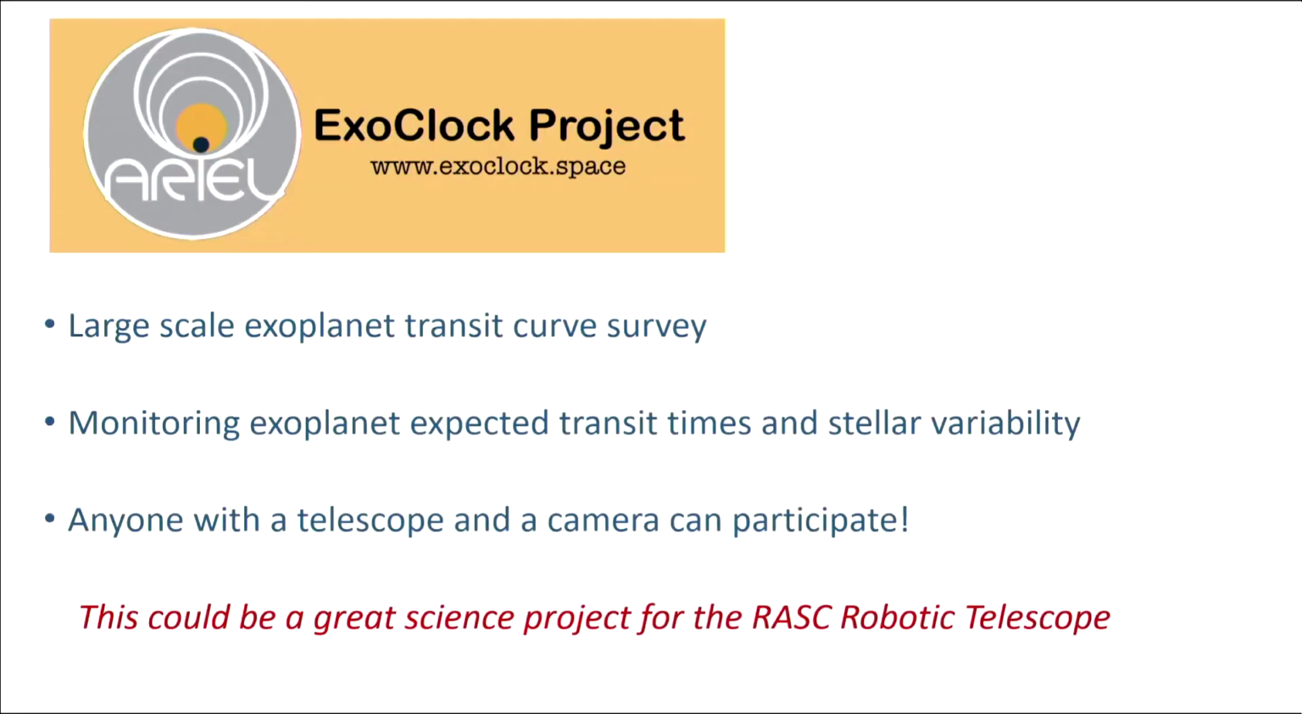So this initiative has an app that you can download, and it's for any astronomers that want to join. They will be given stars that they want you to observe, and you can note when the brightness starts decreasing, so when the exoplanet is passing in front of it, and send this data back to the ARIEL mission team. And anyone with a small observatory or small or medium-sized telescope can actually participate, and this would be a great project for the RASC robotic telescope.